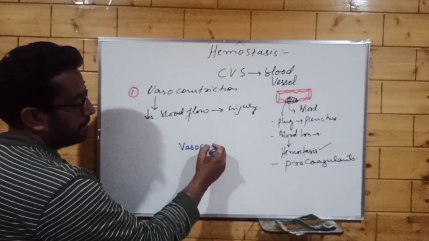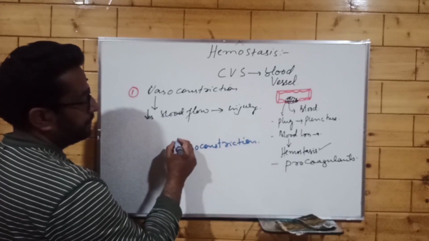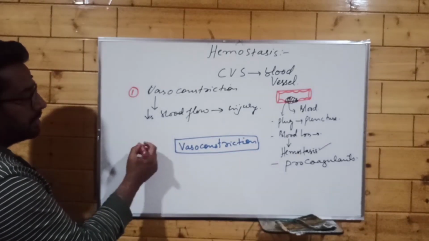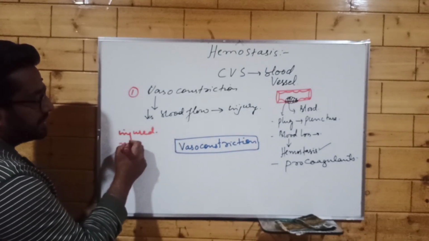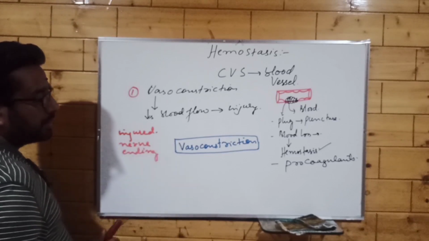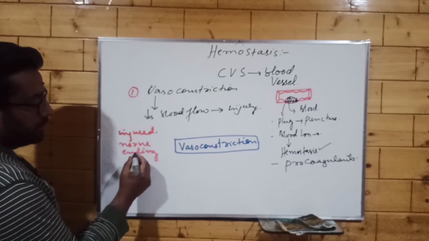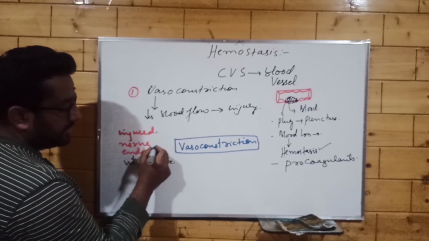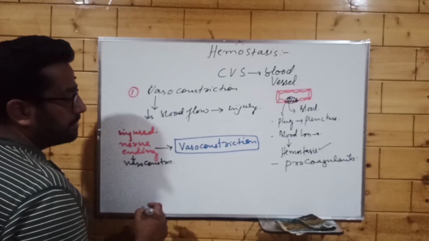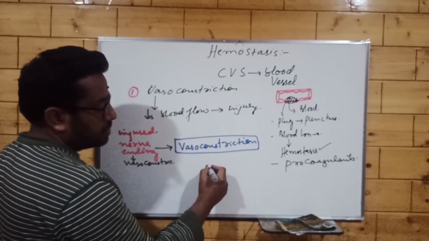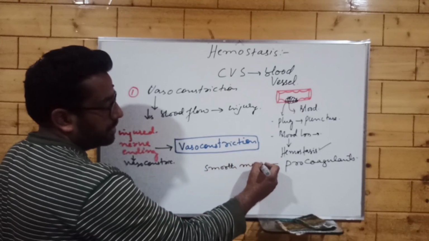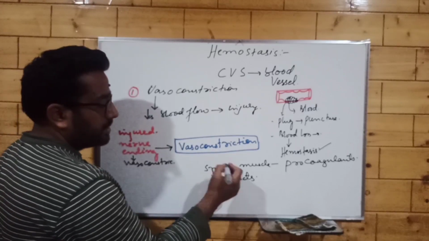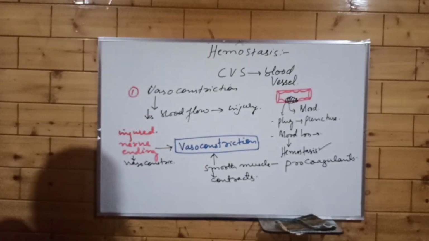This is vasoconstriction. How do we achieve it? Listen. At the site of injury, injured nerve endings release vasoconstrictors. That's very important. Release vasoconstrictors, and definitely it will lead to vasoconstriction. Second, damaged or injured smooth muscle. The wall of the blood vessel too contains smooth muscle. Smooth muscle contracts. Damaged, injured smooth muscle contracts, and this contraction will also lead to vasoconstriction.